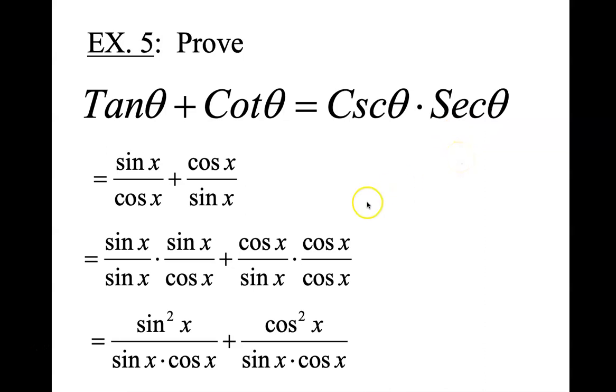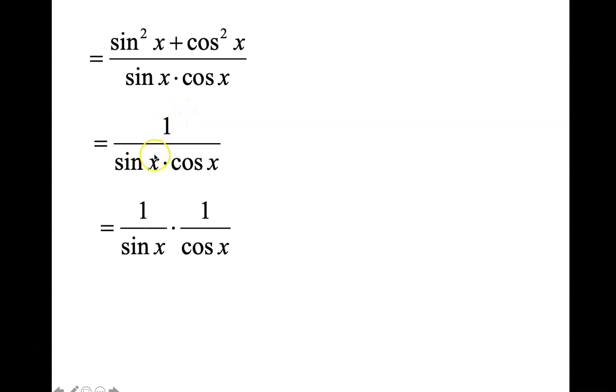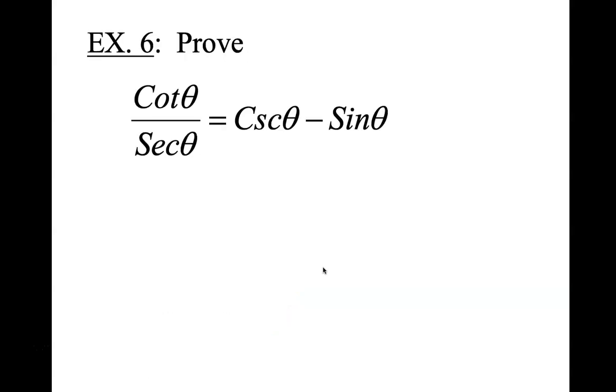So again, I have common denominators, so I'm going to turn it into one fraction. Again, I'm going to use my love note: sine squared plus cosine squared is 1. And then I can separate this by saying that's 1 over sine times 1 over cosine, which is the cosecant times the secant. And again, we're done. Not too hard. We're going to do 2 more here.